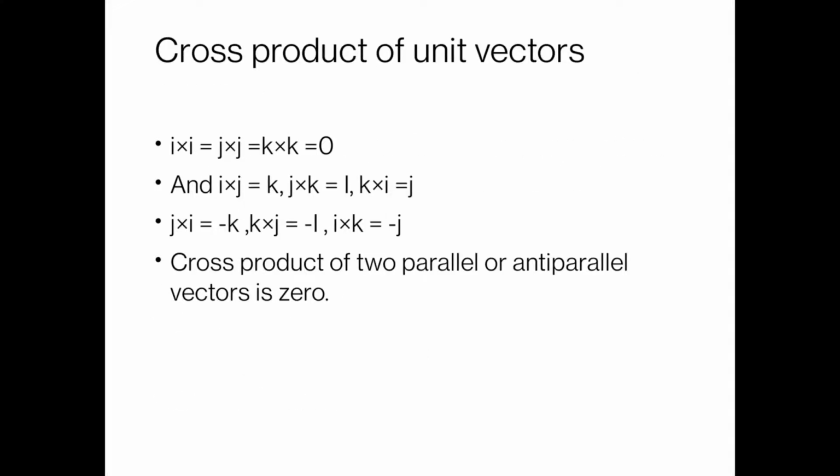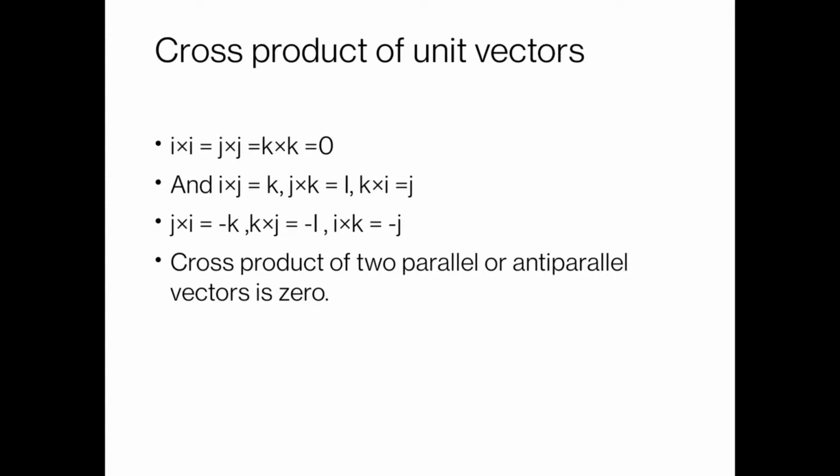And what about the cross product of unit vectors? i cross i is equal to j cross j is equal to k cross k is equal to 0, because the angle between the same unit vector is 0 and sine of 0 is equal to 0. But i cross j, the angle between i and j is 90 degrees. So i cross j is equal to k, j cross k is equal to i, and k cross i is equal to j. Similarly, if we reverse the order, j cross i comes out to be minus k, k cross j is equal to minus i, and i cross k is equal to minus j.